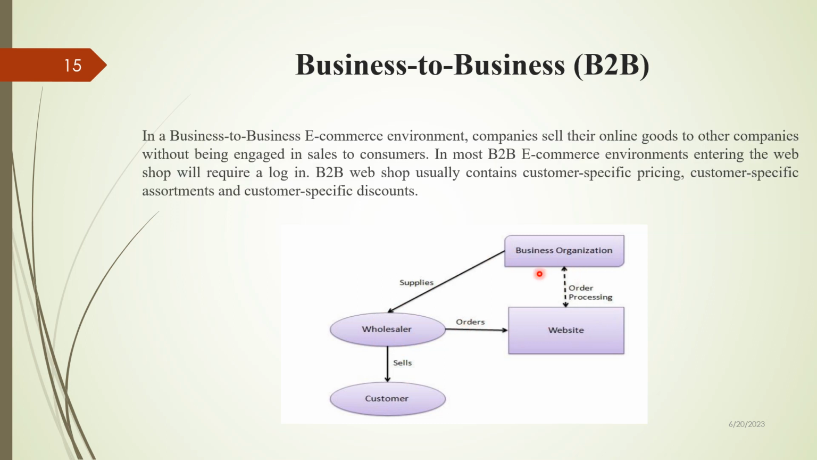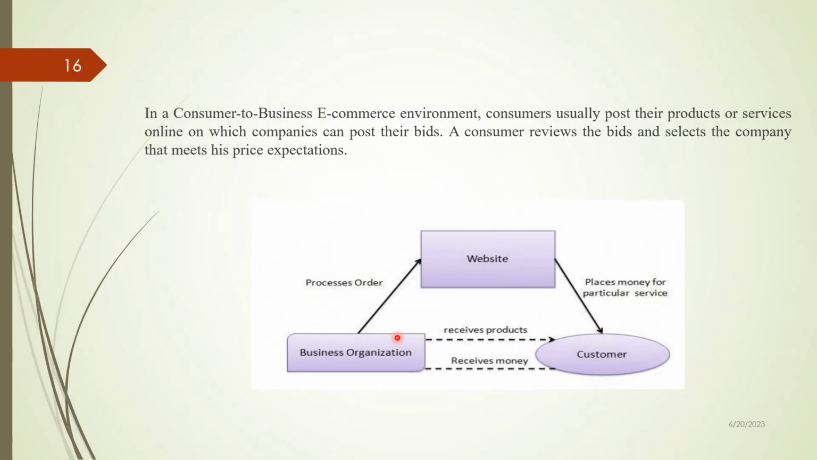So you can go to slide number 15, business to business. In business to business, companies sell their goods online to other companies without being engaged in sales to consumers. So it usually contains specific pricing and statements of customer specification. You can see from the picture. Let's go to slide number 16.